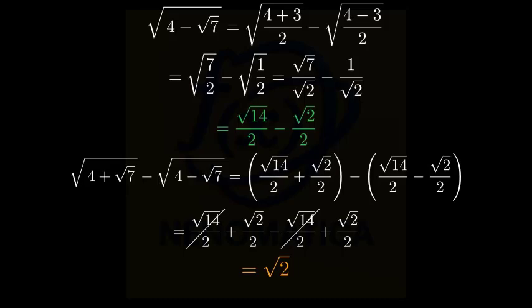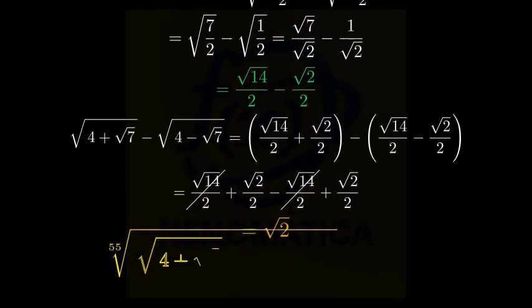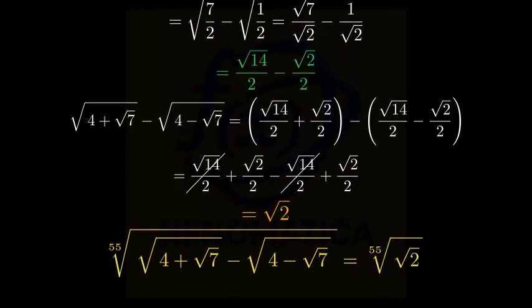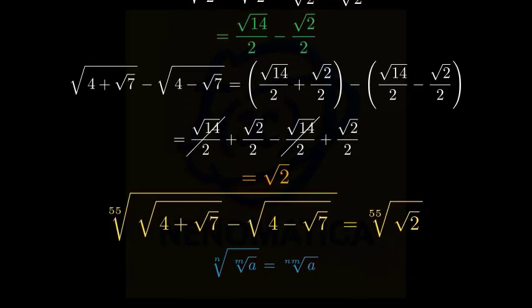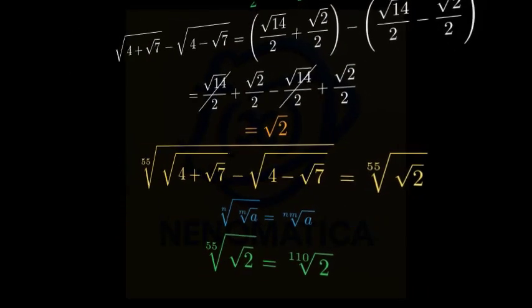Finally, apply the outer 55th root. We have the 55th root of square root 2. Using the property that the nth root of the mth root of a equals the n times mth root of a, the answer is the 110th root of 2.